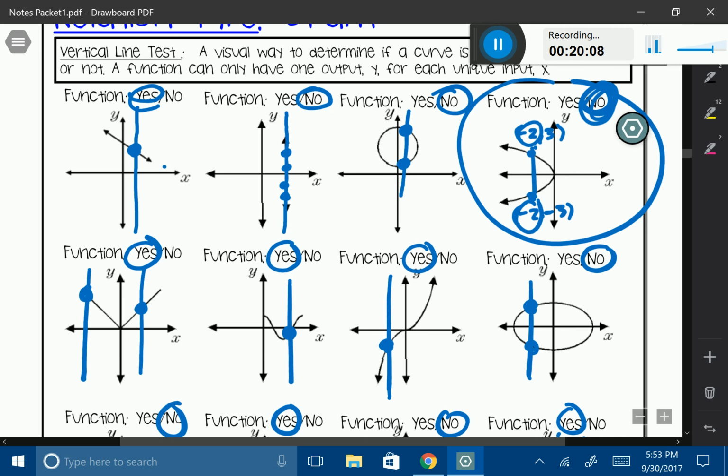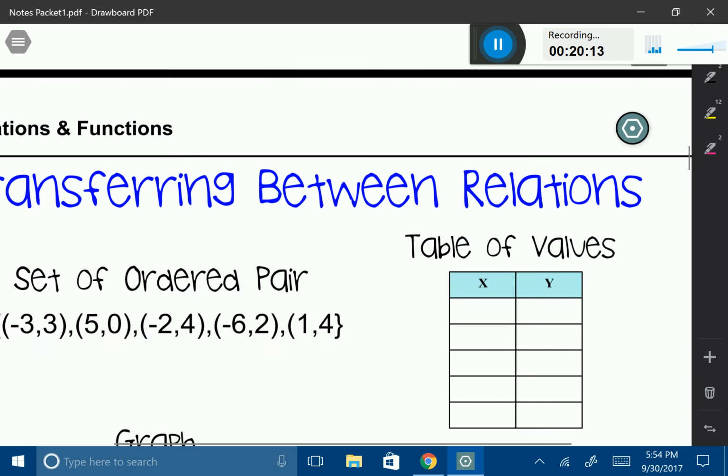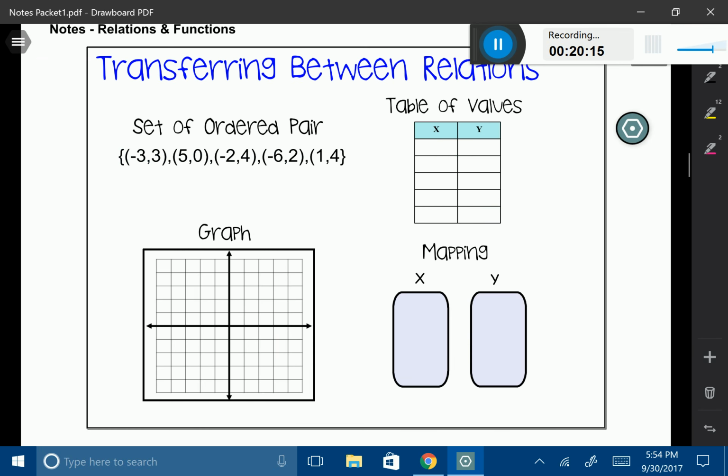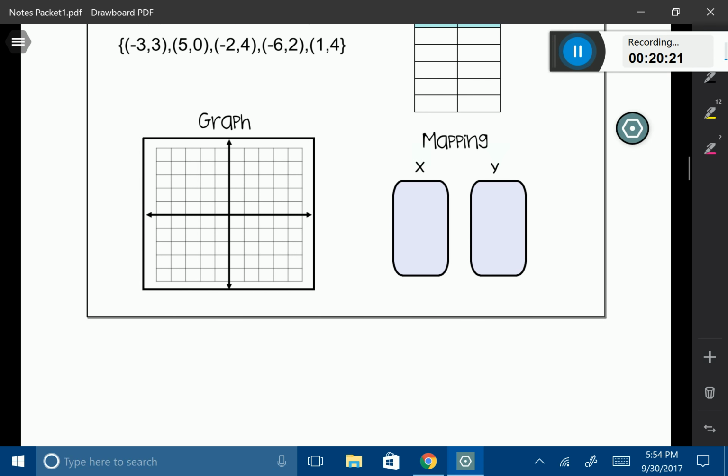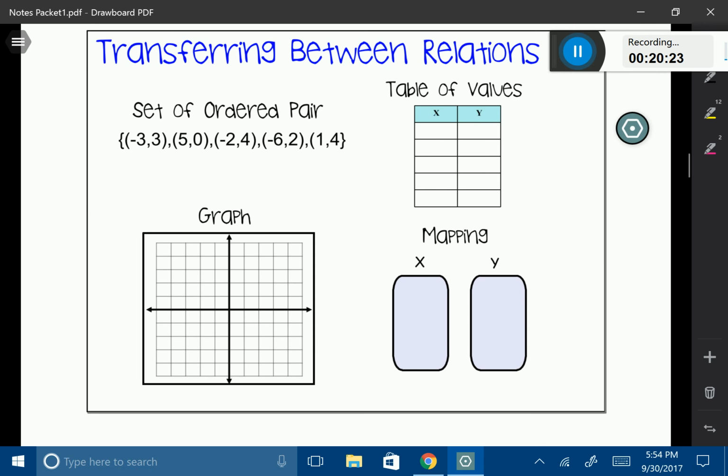Now we're going to look at how all three of them correspond and transferring them back and forth to one another. You can do this with any set of relations. And what I did here was I started with a set of ordered pairs. You might start with a table of values next time, or a mapping, or a graph, doesn't matter. But I'm going to take this set of ordered pairs and put it in a table of values, in a mapping, and in a graph.